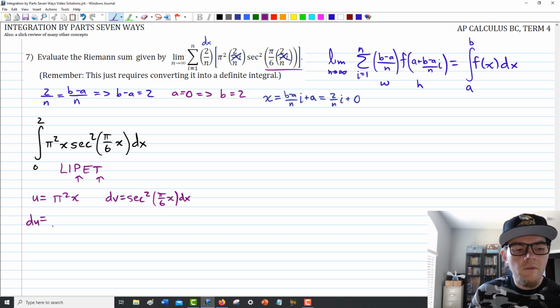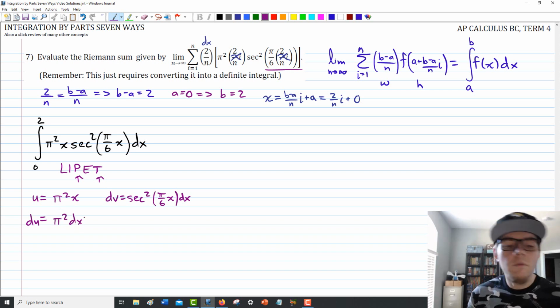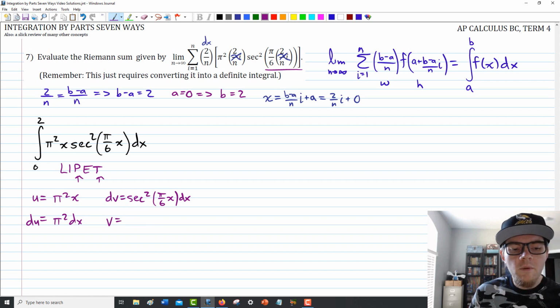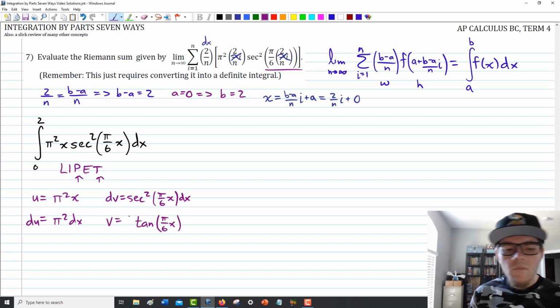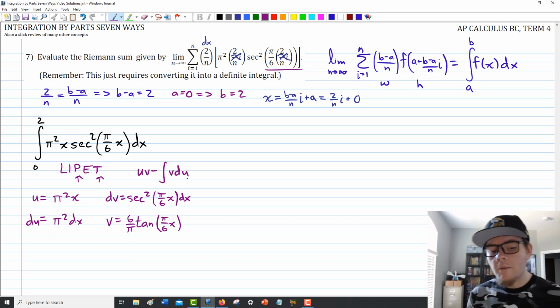du is going to be the derivative of that, which is going to be pi squared, technically dx if we want to include it, and we probably should. And then v is going to be whatever function has derivative secant squared. Well, that is going to be tangent, but then we have this pi over 6x on the inside. So u substitution, if you wanted to do it that way, or you could just think it through, would give us a scalar of 6 over pi. That gives us all our ingredients. We're ready to do uv minus the integral of v du from here.